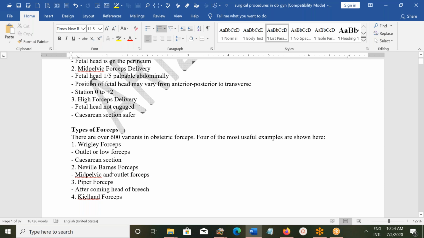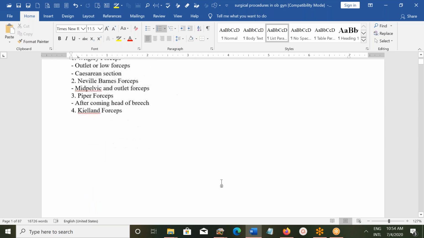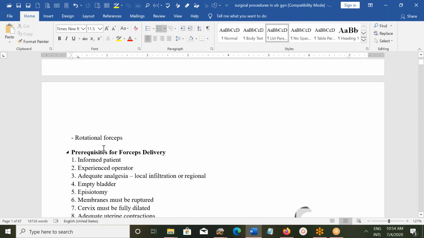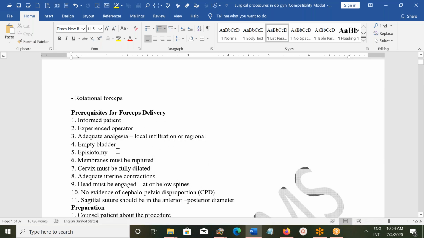Many books have mentioned Neville Barnes for the after coming head of the breech. Actually, you can use Neville Barnes also, but the recommended ones are Pipers. Then Kielland forceps you are going to use for the rotational forceps. All rotational instrumental deliveries should be conducted inside the OR.